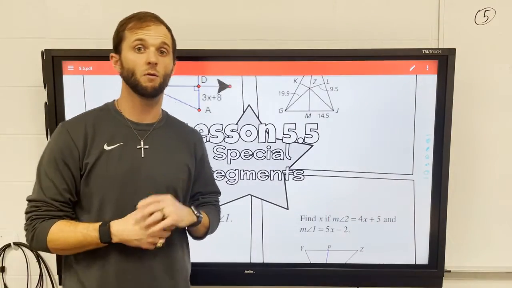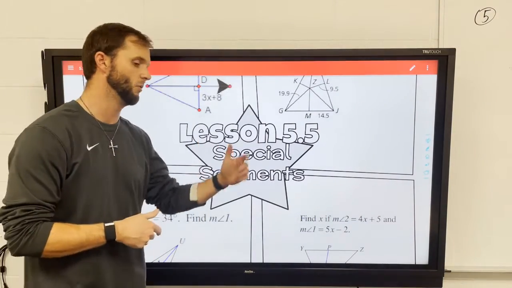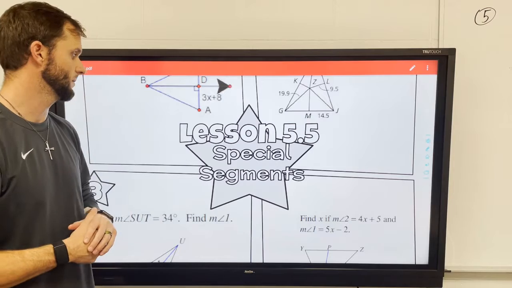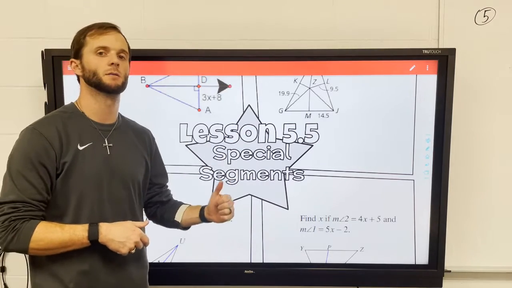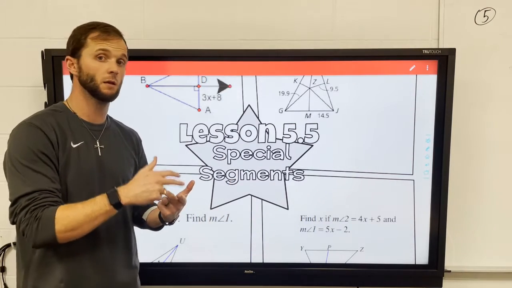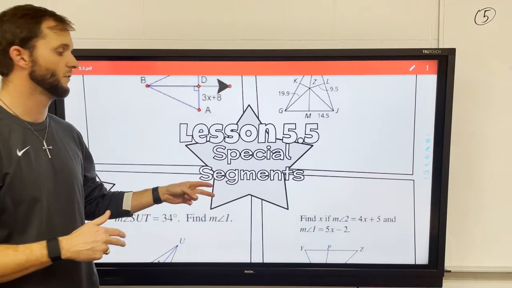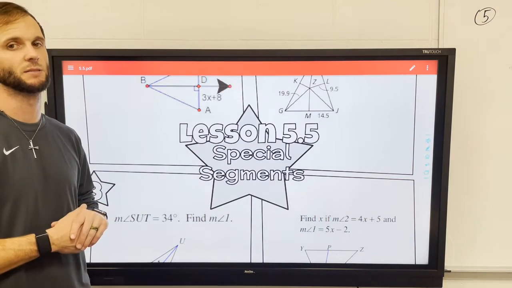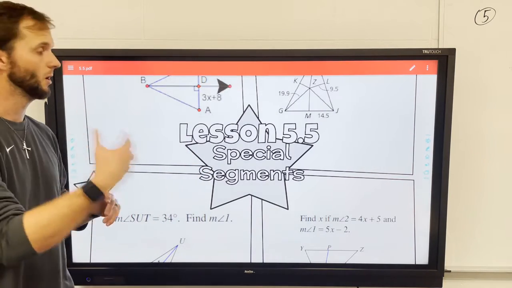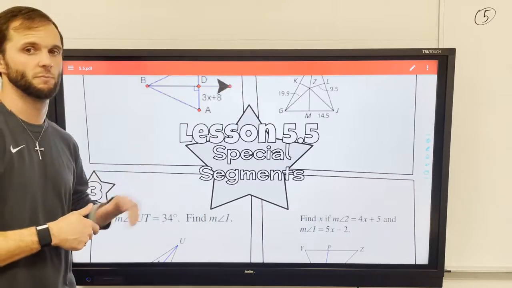So today we're moving on into lesson 5.5, which has to do with something called special segments. We've already learned median, we've learned altitude, and then we're going to learn two different ones inside these special segments to help us to recognize what those are. So let's jump into that.